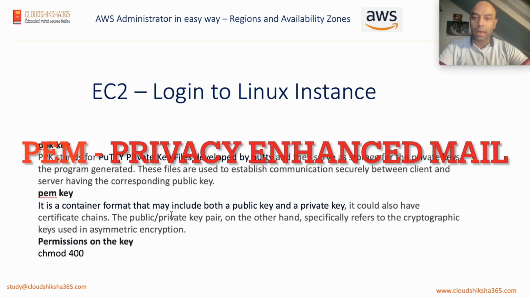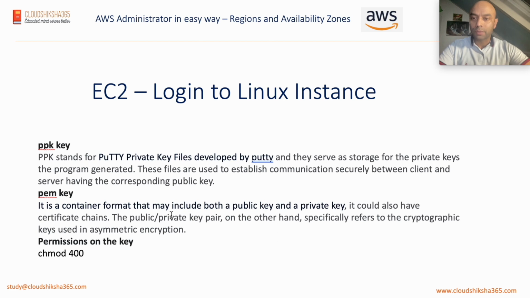So PEM key again helps to have communication between client and server, and it also gives the combination of private and public key pairs, and basically it is used when you are trying to connect from your Linux machine. So let's say if you want to connect from your Linux or from your Mac, then you would need a PEM key. And then the third step I have mentioned here is the permissions. For your PEM key, you need to make sure that the permissions are absolutely minimum, that is read only. That's why I have written here this command chmod 400.